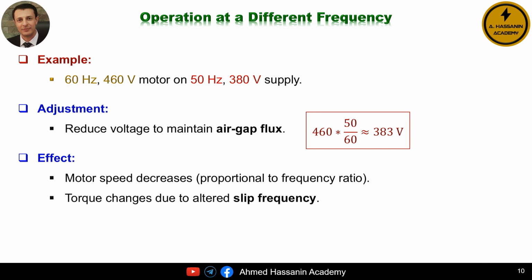Now let's talk about torque. The motor torque depends on the square of the magnetic flux and the slip frequency. When we change the supply frequency, the slip changes too, so the torque can vary. In other words, running at a different frequency affects both speed and torque, and we need to account for that in motor operation. So the key takeaway here: if you change the frequency, always adjust the voltage, expect a lower speed, and know that torque will be different too.